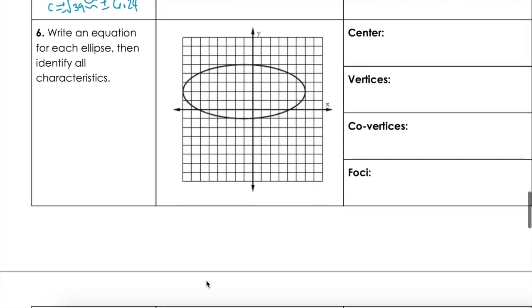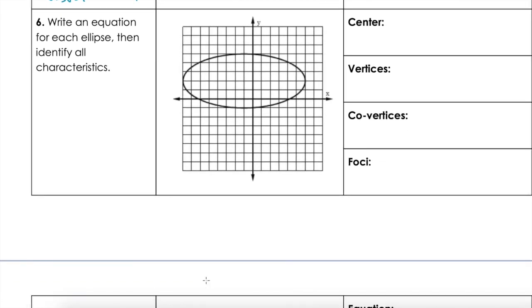Let's look at an example where we have to write the equation when we're given the diagram. So in this case, we can start by drawing in our major and minor axes. So our major axis is going horizontally, and our minor axis is going vertically. The point where they intersect is going to be our center. So it looks like we have a center at -1, 2.